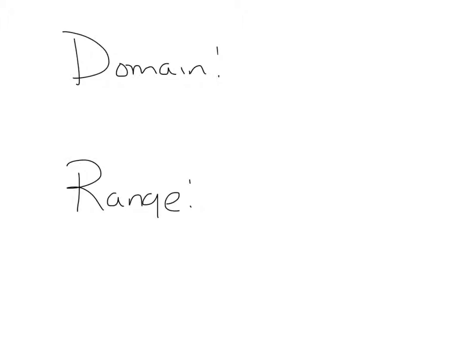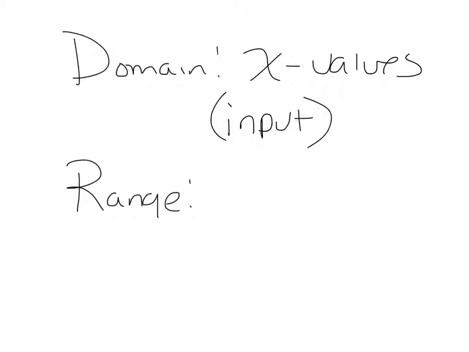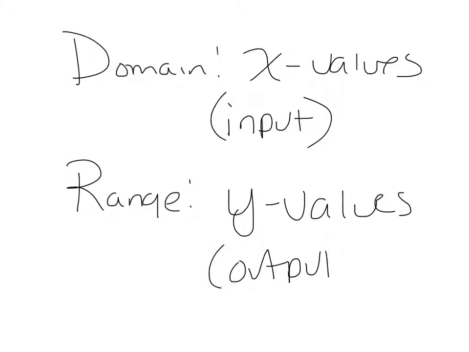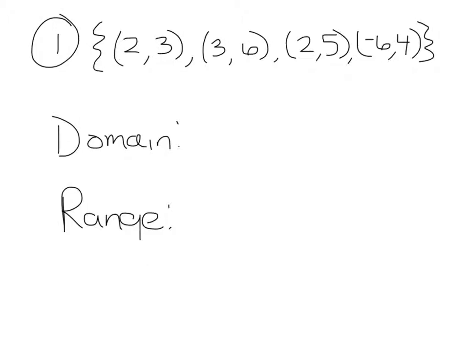Okay, so when we talk about domain and range of a function or a relationship, we're simply referring to the x values and the y values, or in other words, the inputs and outputs. The domain is simply going to be your x values, or what you put into the function, so your inputs. Your range is just going to be your y values, or your outputs.